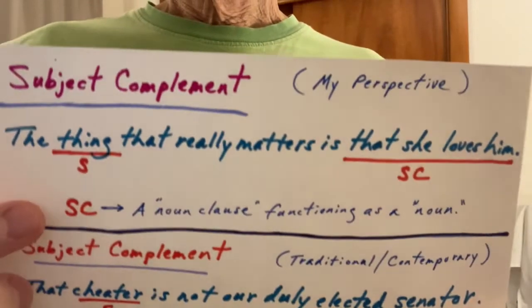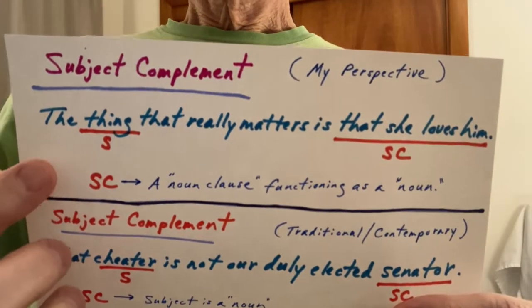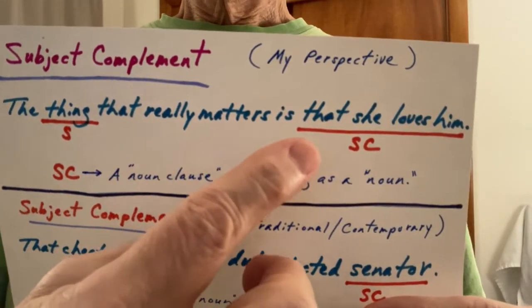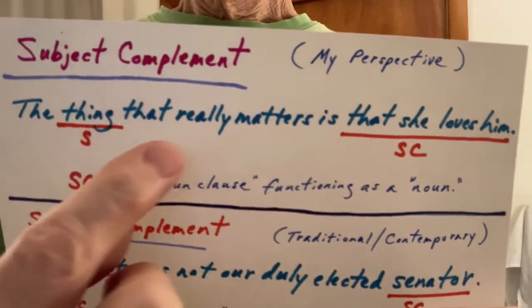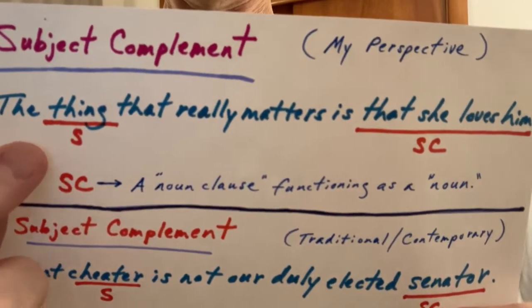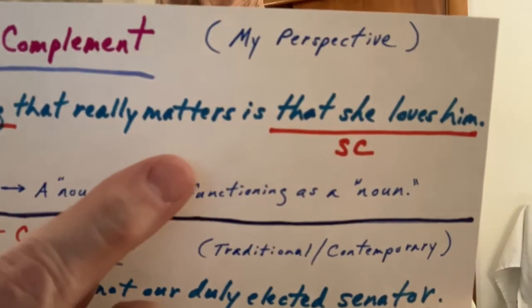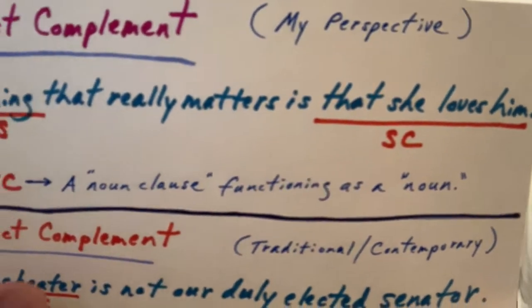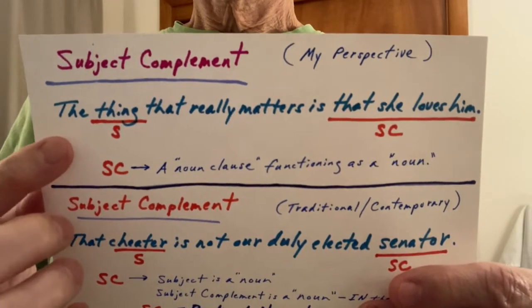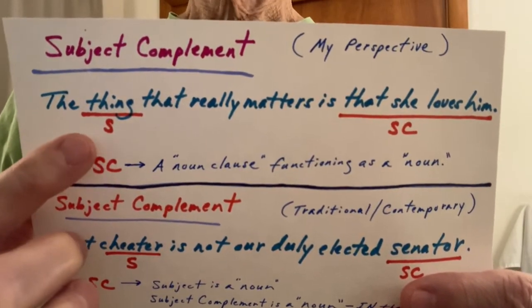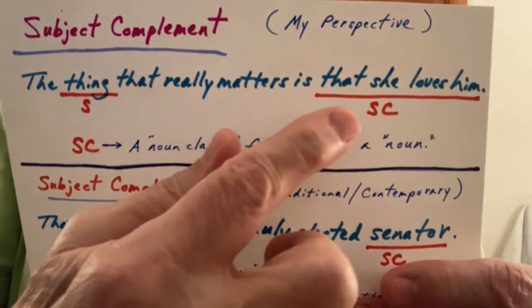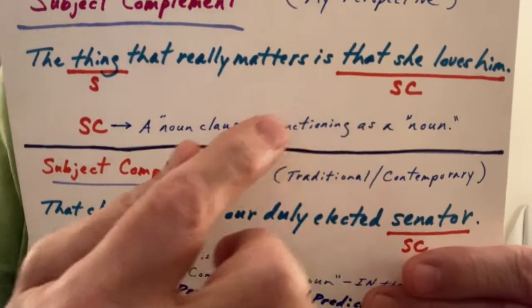So in my perspective, in my warped mind, the subject complement would look like this. Okay, and here's your that noun clause. The thing that really matters is that she loves him. Here's your subject, and here's your subject complement.